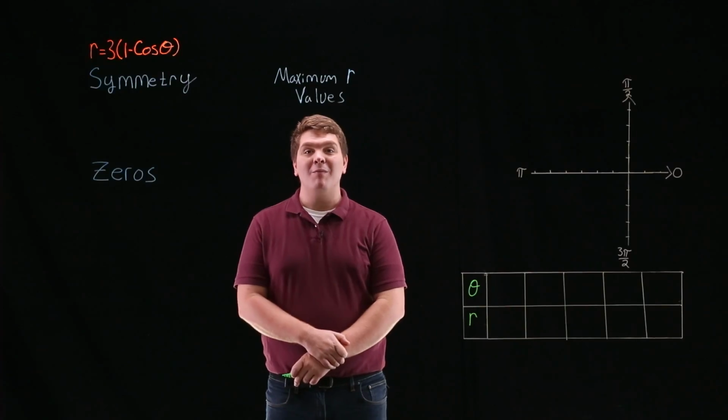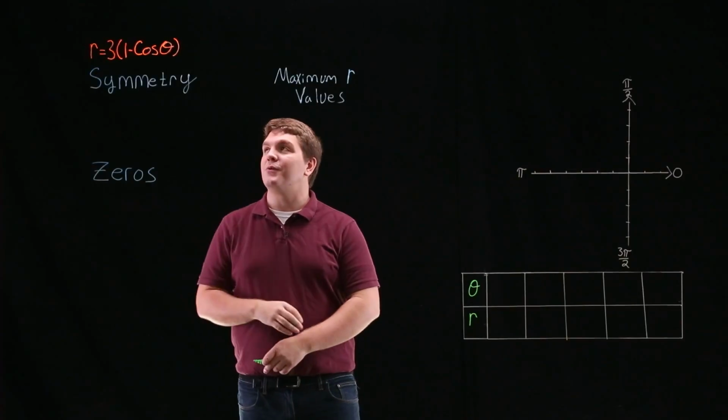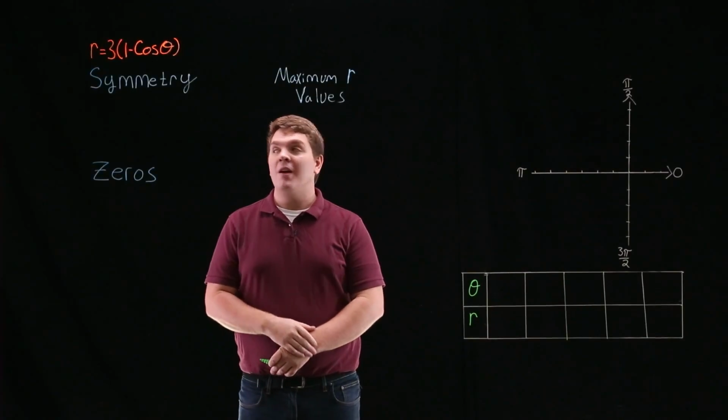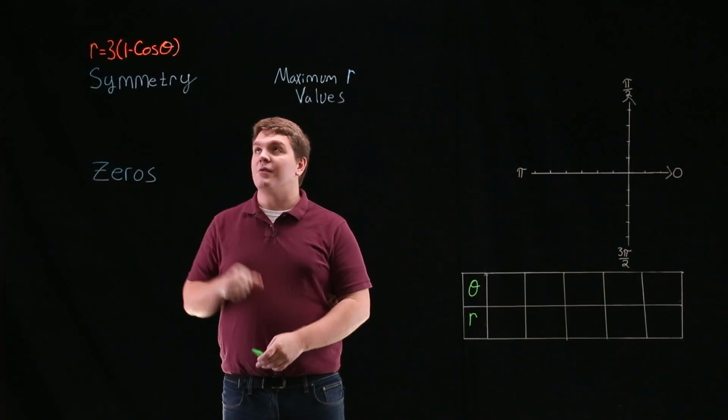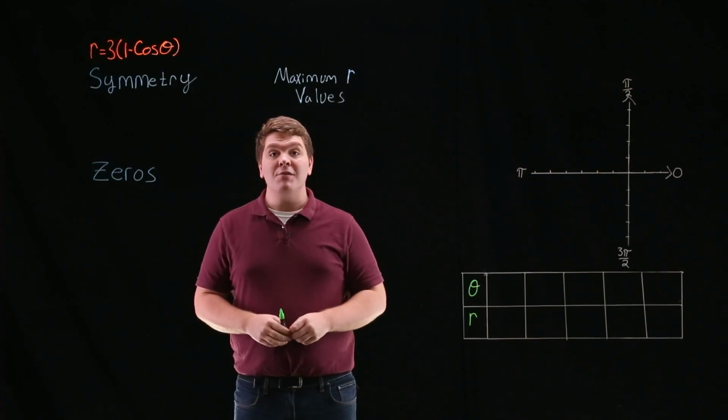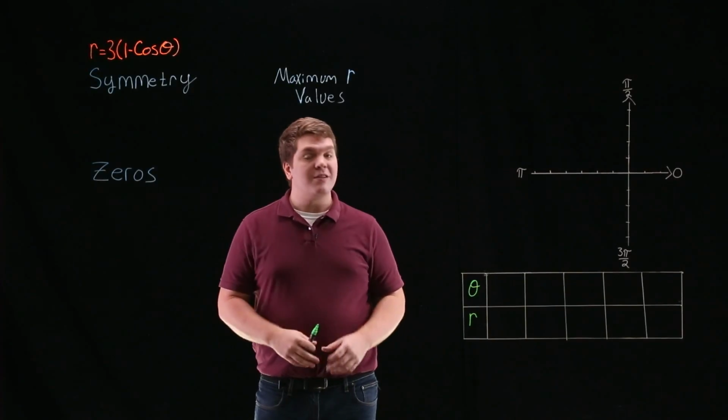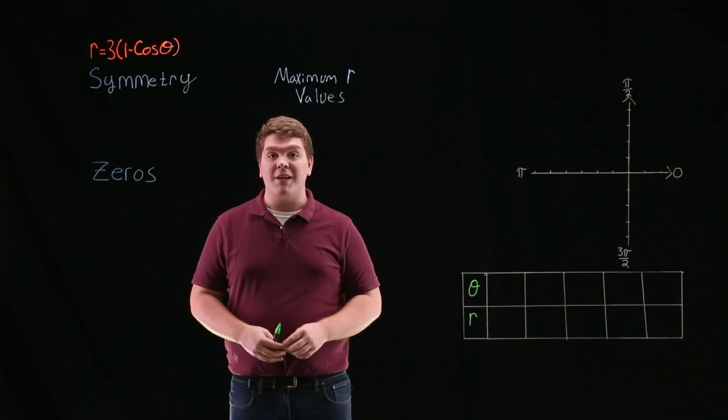Hello, my name's Gabe. For this problem, we're asked to sketch the graph of r equals 3 times 1 minus cosine of theta using symmetry, the zeros of r, the maximum r values, and then we're going to plot some additional points to get a better idea as to what the graph looks like.